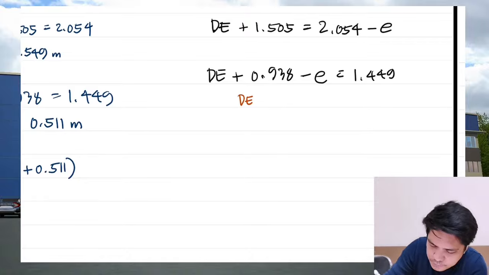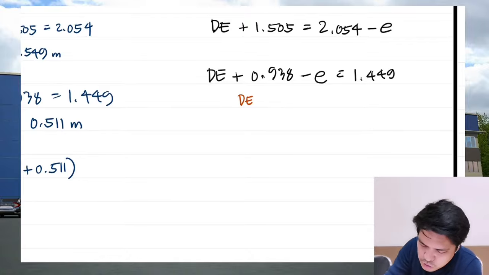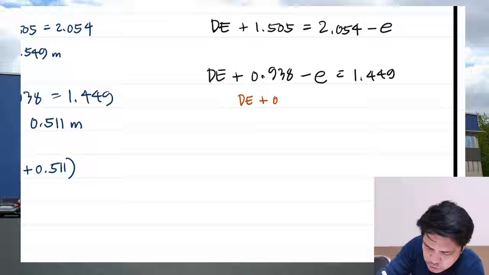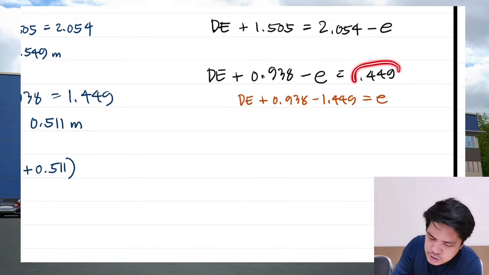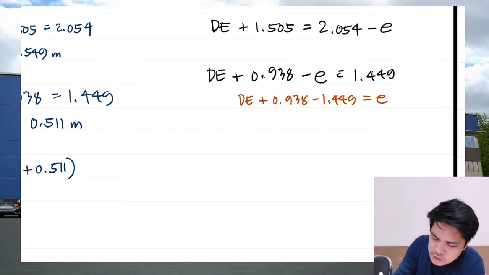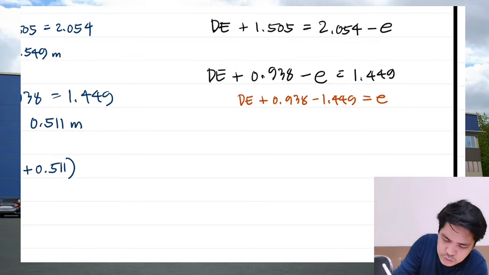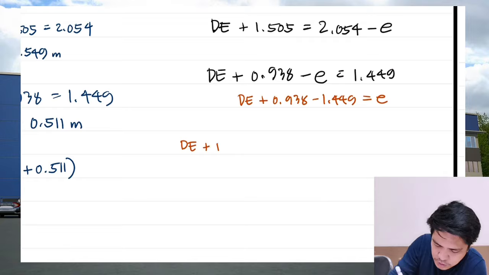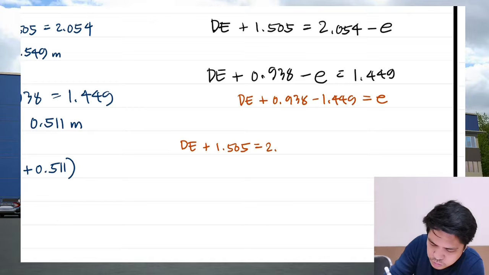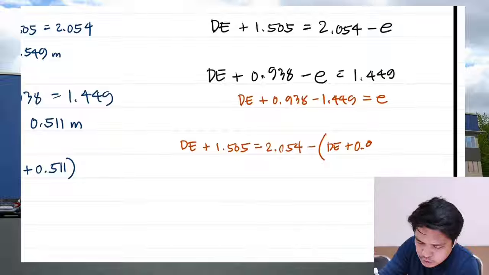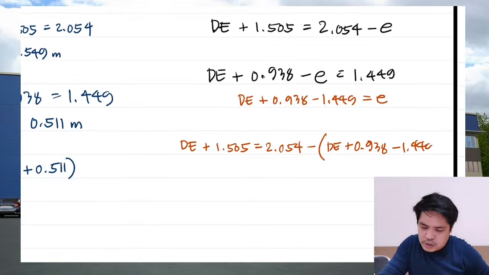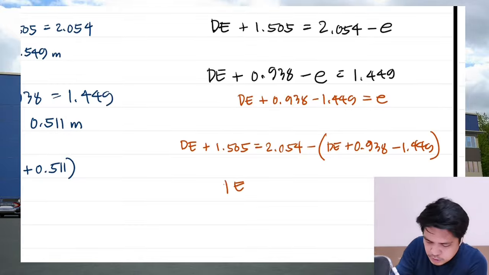So, by substitution, eto, DE, para makuha na natin yung difference in elevation. So, that would be DE plus 0.938 minus 1.449, that's equal to E. So I just transpose this here, then ito there. Then I'll substitute this E to here. So therefore, DE plus 1.505, that's equal to 2.054 minus E, which is DE plus 0.938 minus 1.449. Okay, then we can now solve for DE.